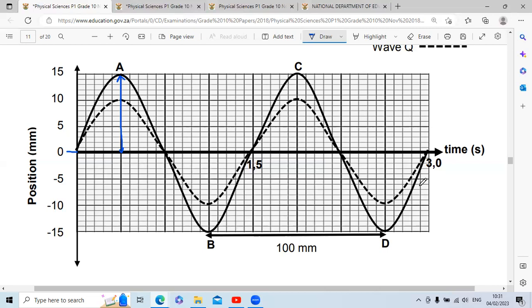So we also have this time from 0 till the end of this wave, which is from 0 to 1.5. Can you try to remember what this time represents? The amount of time it takes for one wave to be completed.